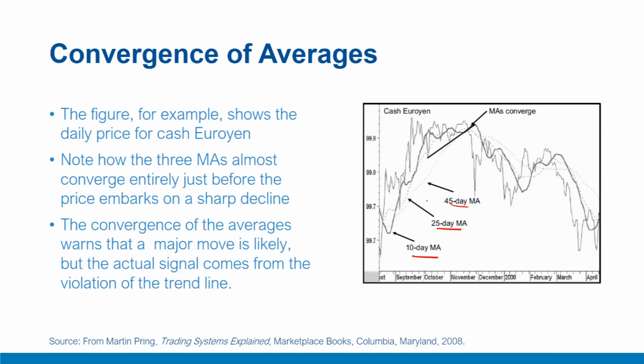Notice how these three MAs almost completely converge just before the price embarks on a sharp decline here. The convergence of averages, all three averages converging here, warns that a major move is likely. However, the actual signal comes from the violation of the trend line here. After the violation, a very solid signal of price decline is there, and there's a very sharp decline. So all three MAs converge, and then also a trend line violation towards the downside, which indicates a down move.